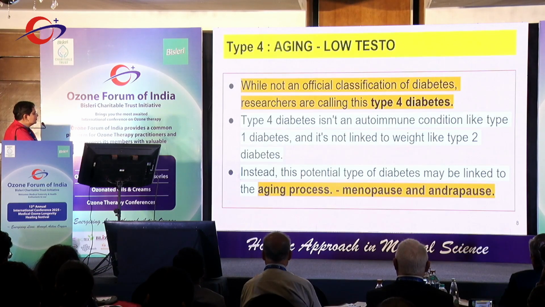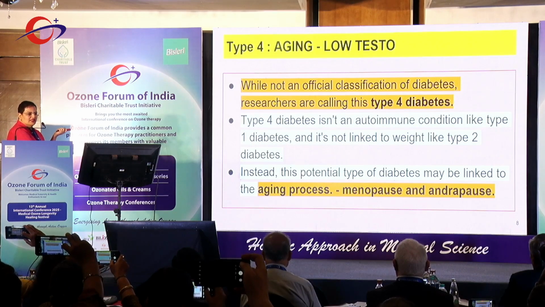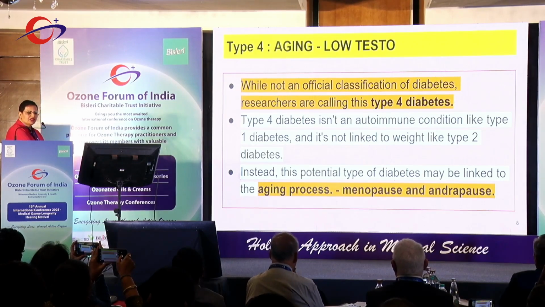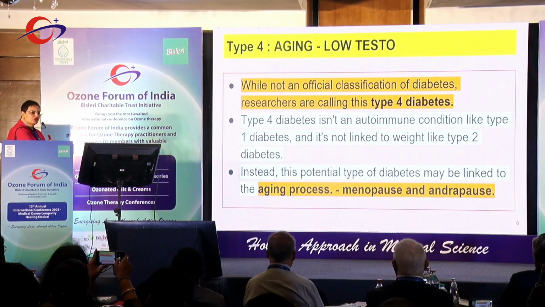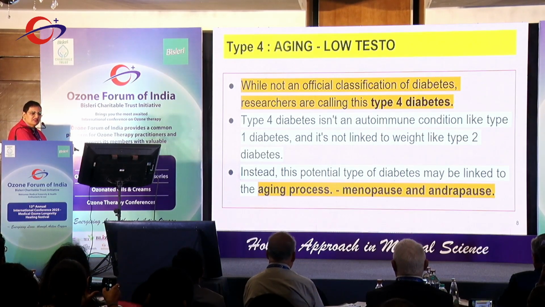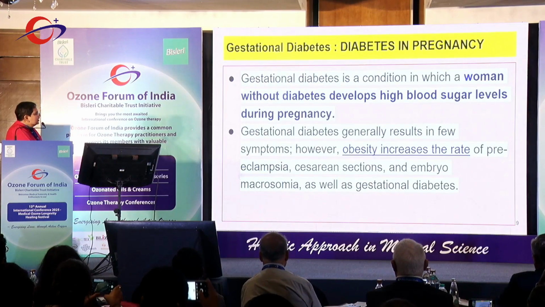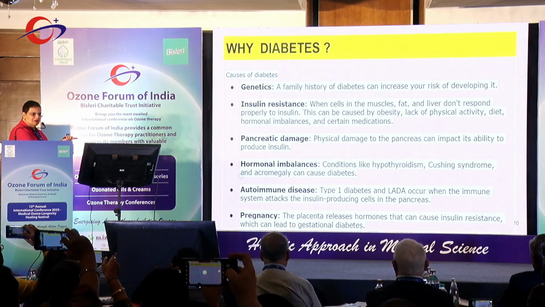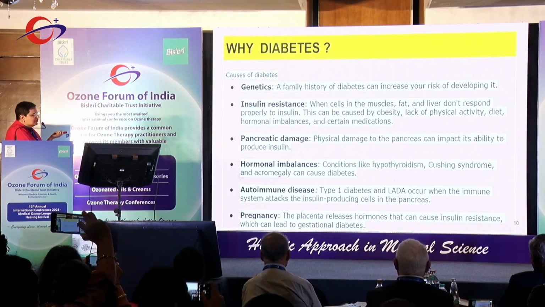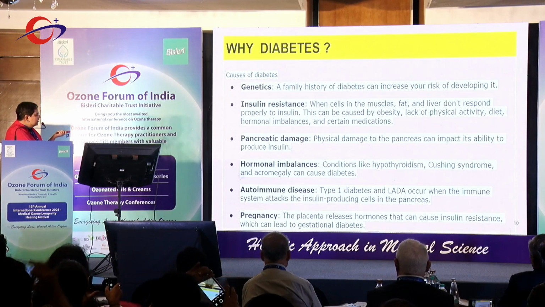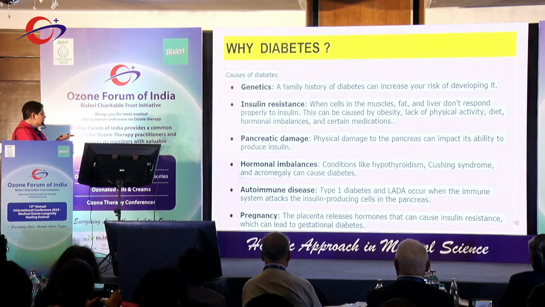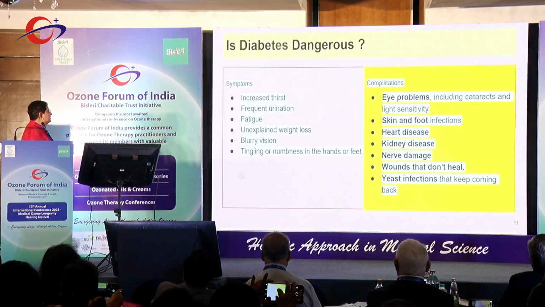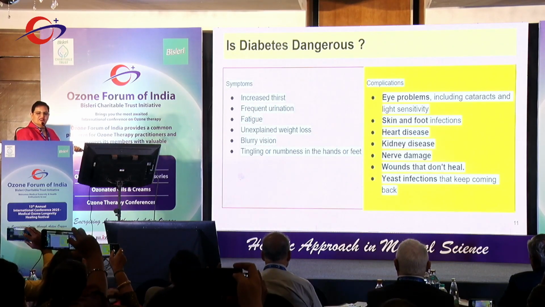can lead to diabetes. The last one, type 4 diabetes, is where patients are normal, they are not fat, they don't have insulin resistance, they are good, yet the HbA1c keeps climbing over the years. And we have diabetes in pregnancy. Now, why do we get diabetes? The main reasons fall back down to genetics, insulin resistance, pancreatic damage, hormonal imbalances, immune diseases, and pregnancy.